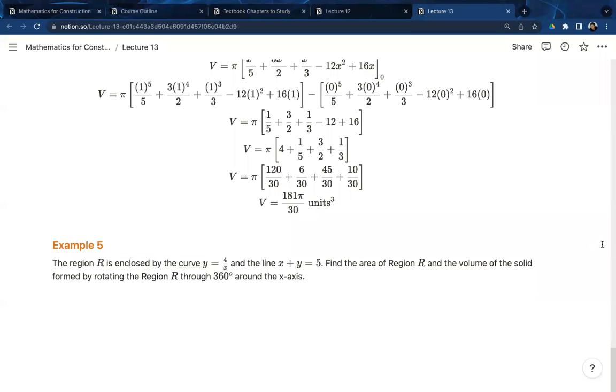So we have a question here. A region R is enclosed by the curve and a line, right? So x plus y is 5 and the curve y is 4 over x. Find the area of the region R and the volume of the solid formed by rotating R through 360 degrees. This curve is called a hyperbola, okay, the inverse function.